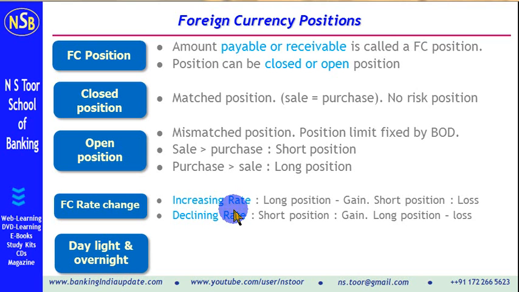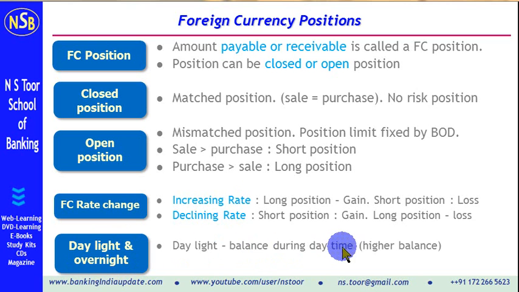There is another variant of a foreign currency position: daylight position and overnight position. Daylight position means balance during daytime. Balance payable, balance receivable during daytime. So during daytime, the balance is higher. And overnight position means the balance at close of the day. So here the bank shall be holding lower balance. So when we compare these two positions, balance will be higher in daylight position compared with the overnight position.